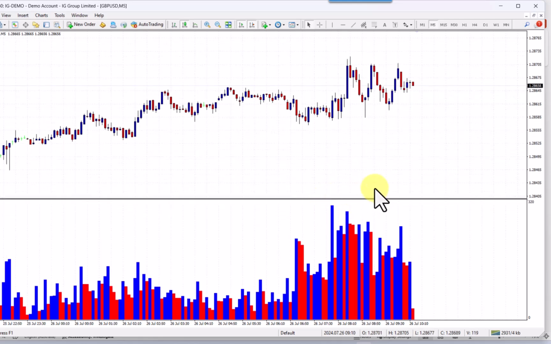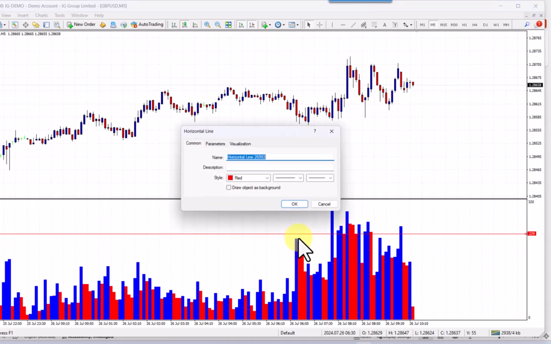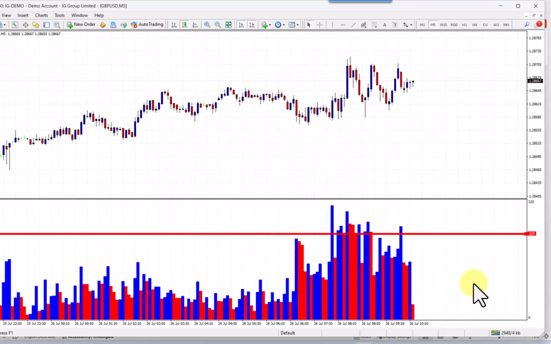And let's just say our level at which we want to trade is about there. Not sure, I'm just doing this on a random basis. And we want the line to be thick and red. Okay, so I don't know how this is going to turn out. I'm just showing you how to load the indicator. So there's our volume indicator.